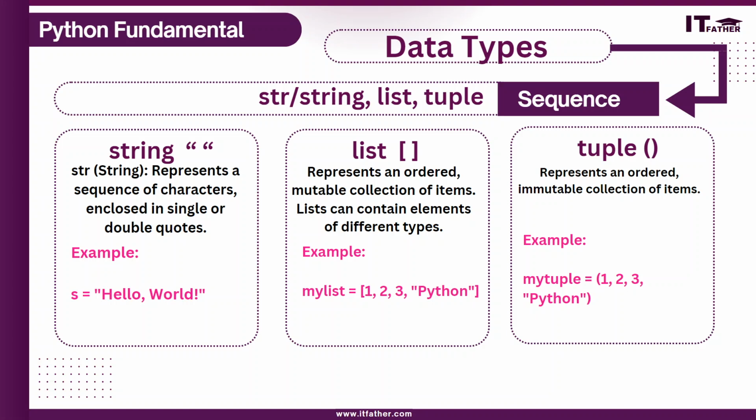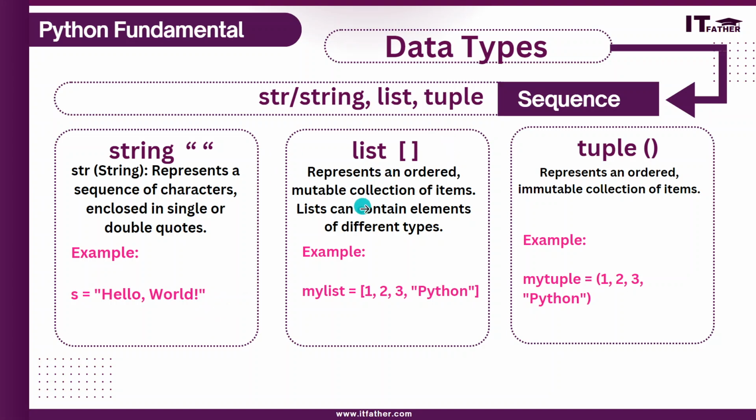String means whenever we put any sequence of characters within double quotes, that is known as a string, either single quote or double quote. Sometimes we can also use triple quotes together. An example is given here: s equal to "hello world". This is one example of string type data.